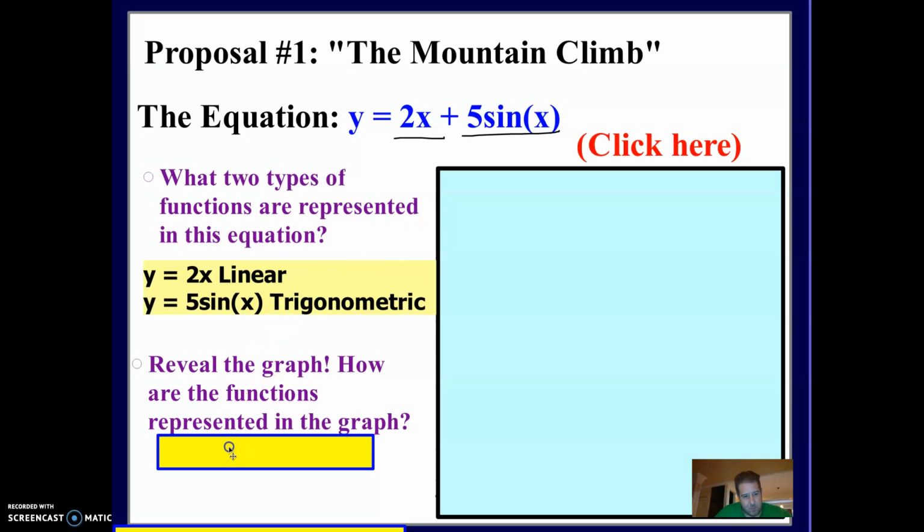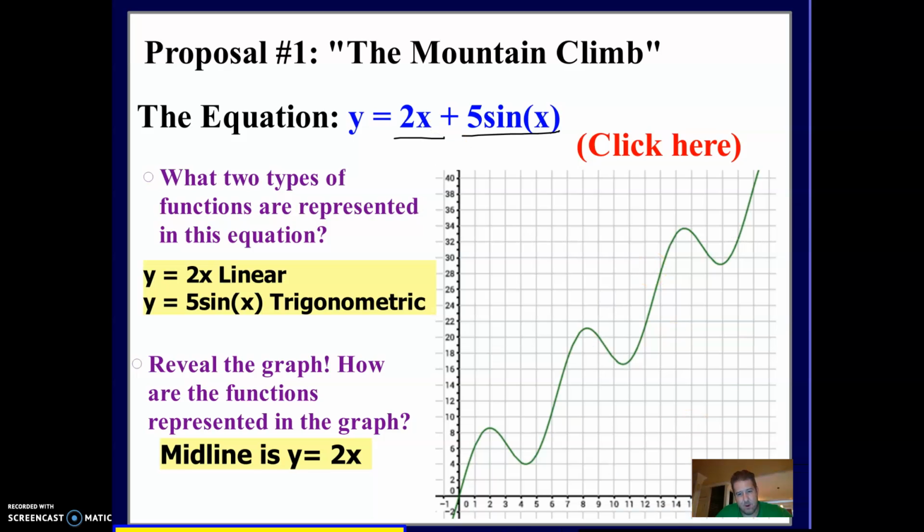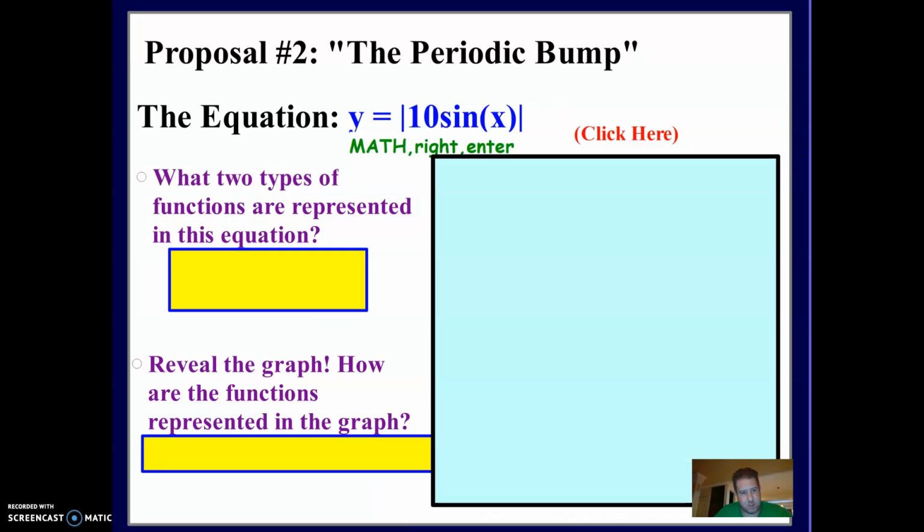So when you take those two pieces and you put them together, and the midline happens to be 2x in this case, it ended up looking, and you'd already seen it, looks like this, because it's going in the same fashion of a linear line, and it looks trigonometric. If you just look at it, it's waving just like a trigonometric function.